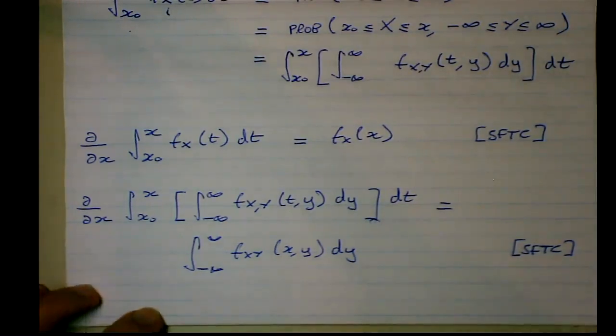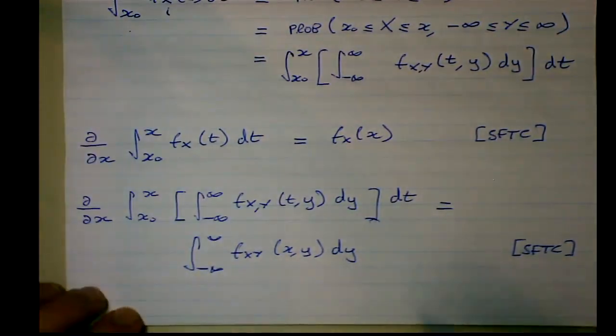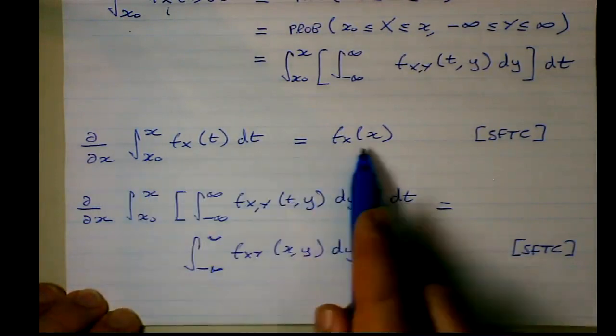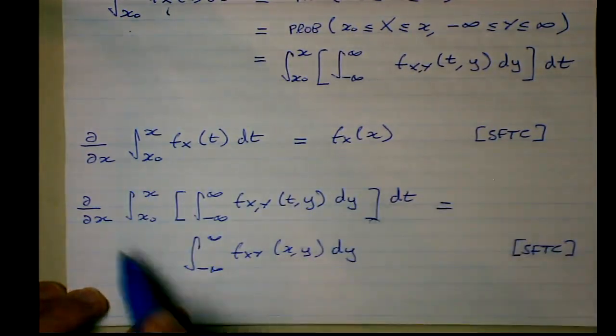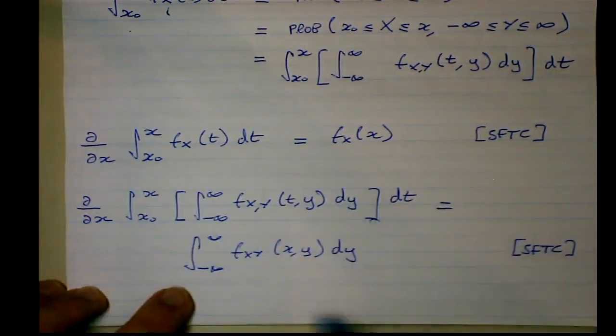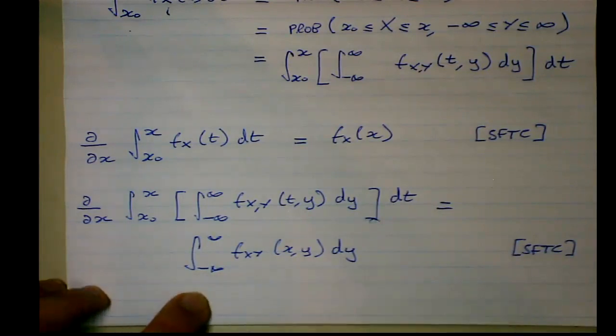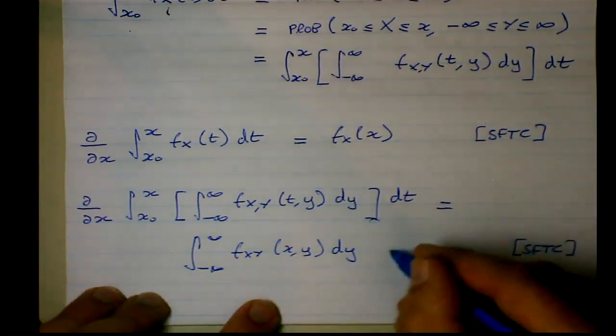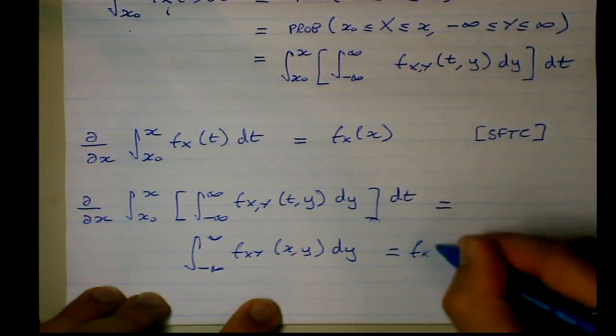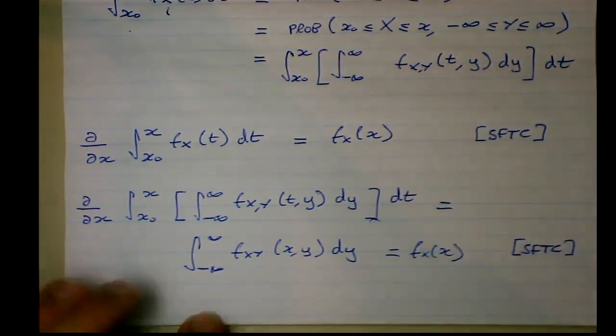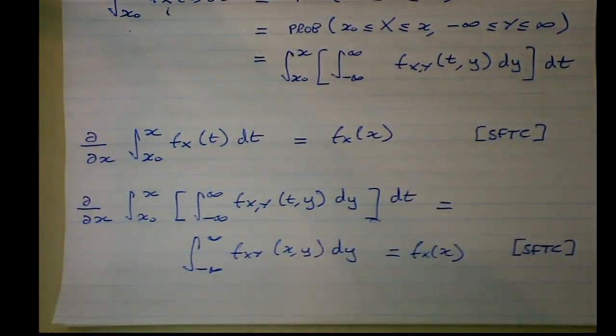Okay. We have that this was equal to fX of x. We also have that the same thing was equal to the integral with respect to y. So this is just fX of x. And that is the end.